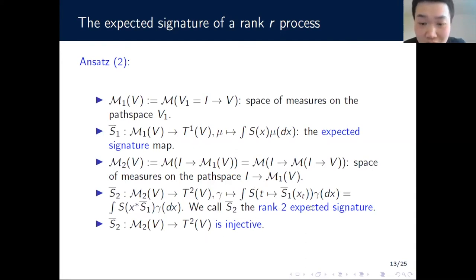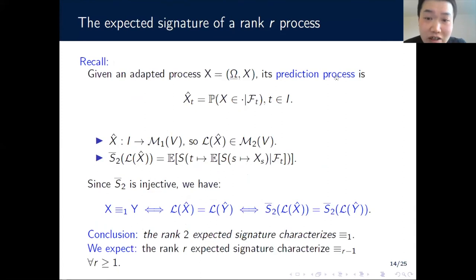Okay, so basically, look at this expression. Maybe it looks a little bit abstract, but if you consider a concrete example, it will be very clear. Suppose X is an adaptive process. Recall that its prediction process is just the conditional distribution. So of course it's a measure valued path, right? X hat is a measure valued path. For each t, it's a measure on the path space. So we can compute its expected signature with respect to this conditional probability, and therefore you get a path in the tensor algebra. So it's a stochastic process taking values in the tensor algebra. Of course you can use the expected signature mapping again to get S2 bar.